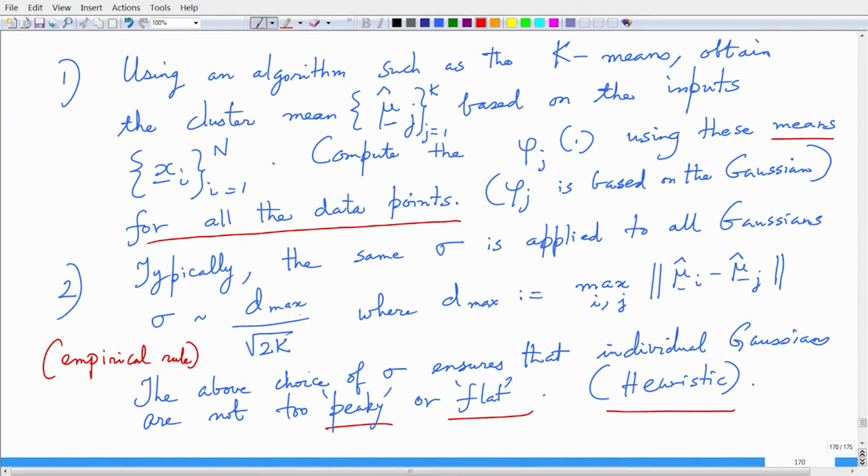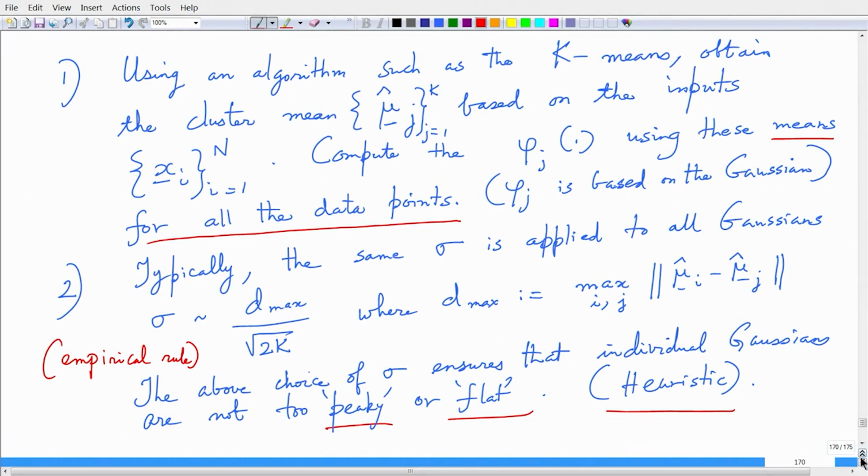And this d max is basically the maximum over i, j of the distance between mu i and mu j. If you have cluster centers mu i and mu j, I mean the hat, because it is an estimate, we can compute the pairwise distance over all these cluster centers and pick the maximum, and that would be our d max, and k is what we know by virtue of our design parameter, and we can choose a sigma like this. So, this choice will ensure that the individual Gaussians are not too peaky or too flat.